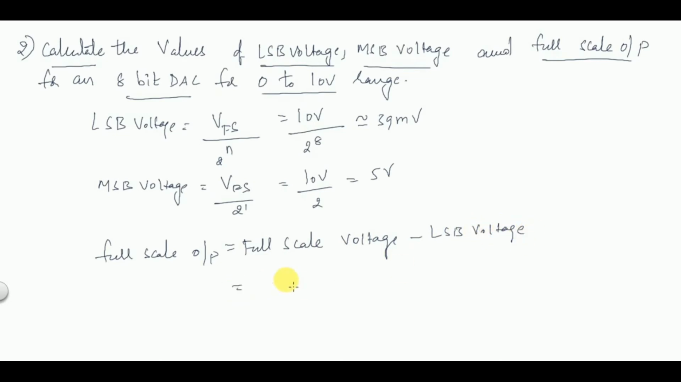So which is given by 10 volts minus 39 millivolts, so it will be around 9.961 volts. Okay, so all these formulas I have discussed in the previous video. Just see there and solve the problems in this video.